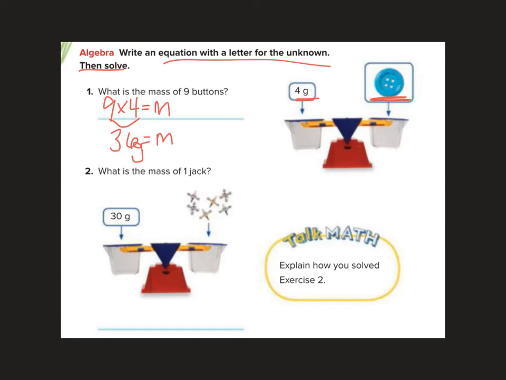So here we go. We know that 6 jacks equal 30 grams. So how can I find the mass of 1 jack? Well, I'd take 30 divided by 6 equals 5 grams for 1 jack. The mass of 1 jack. Okay.